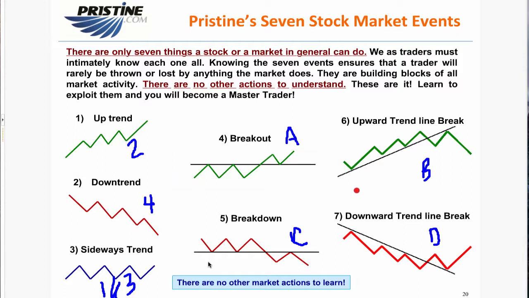So really, one of the questions you need to be asking yourself is, which of these 7 events is the stock I'm looking at currently in? And you ask that question through multiple time frames. And if you have them in agreement, then you've got an opportunity.